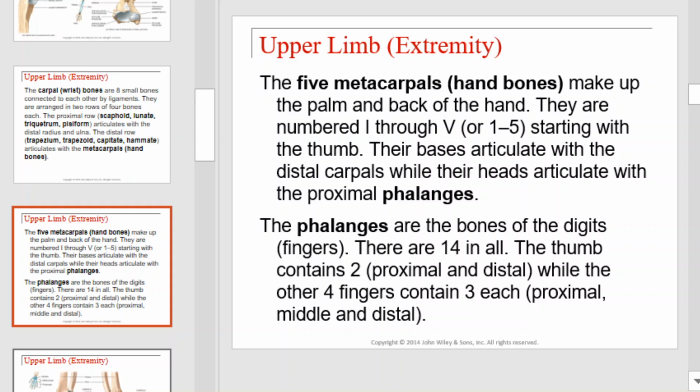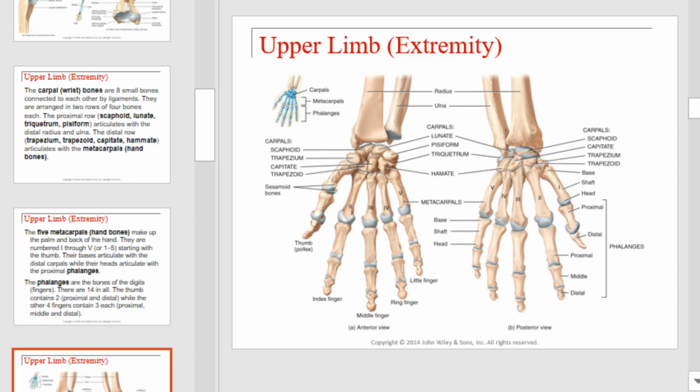The phalanges are the bones of the digits or fingers. There are 14 in all. The thumb contains 2 bones, proximal and distal, while the other 4 fingers contain 3 each, a proximal, middle, and distal. This diagram illustrates the bones of the wrist, the metacarpals, and the phalanges. As with all other pictures, take a moment to familiarize yourself with each labeled structure.